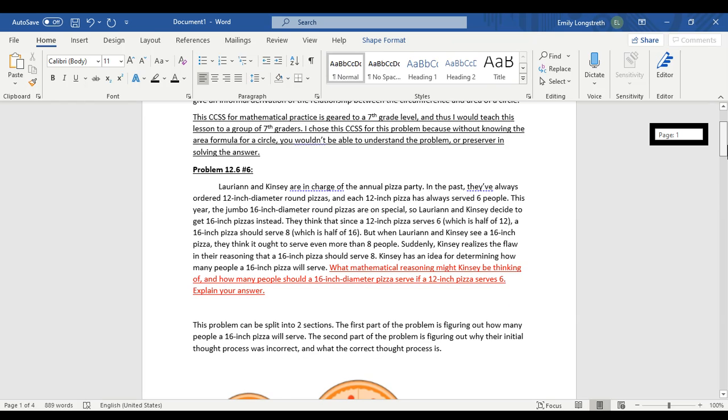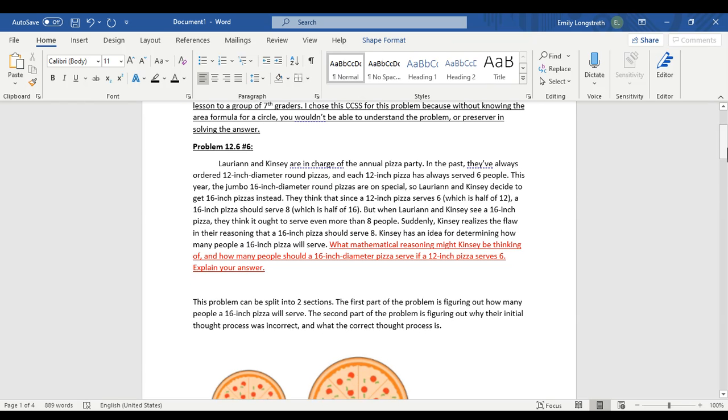Problem 12-6, number 6 states, Lorianne and Kinsey are in charge of the annual pizza party. In the past, they've always ordered 12-inch diameter round pizzas, and each 12-inch pizza has always served 6 people. This year, the jumbo 16-inch diameter round pizzas are on special. So, Lorianne and Kinsey decide to get 16-inch pizzas instead.